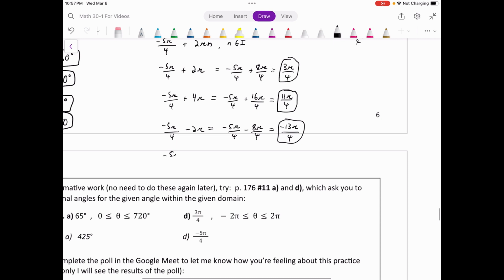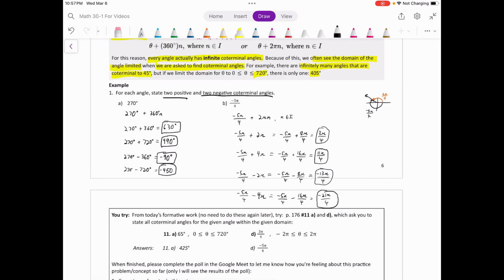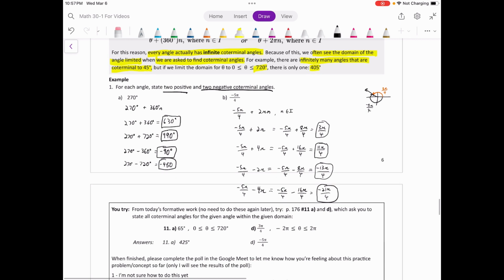One more, negative 5 pi over 4 minus 2 full rotations. So 2 full rotations in the negative direction. That's going to give us negative 5 pi over 4 minus 16 pi over 4. Negative 5 minus 16 is negative 21 pi over 4. And that is coterminal to negative 5/4 pi, right? And we could do this all day, like I said. There's literally infinitely many, especially since they haven't limited our domain here, okay?